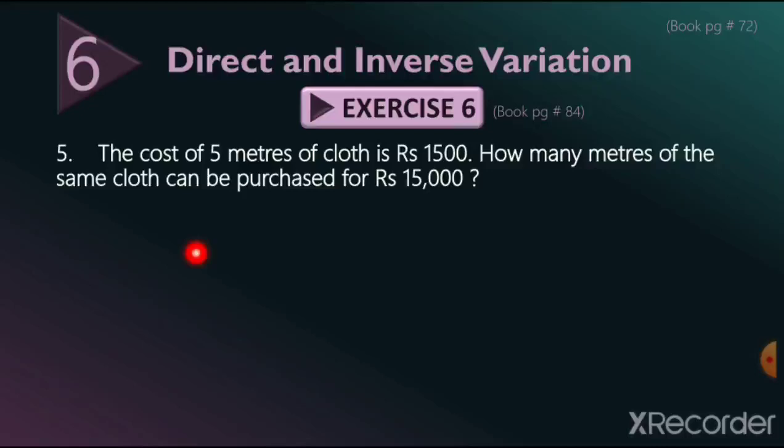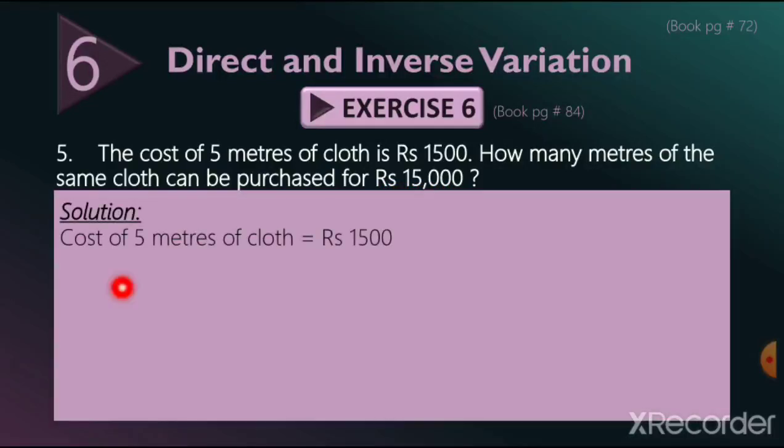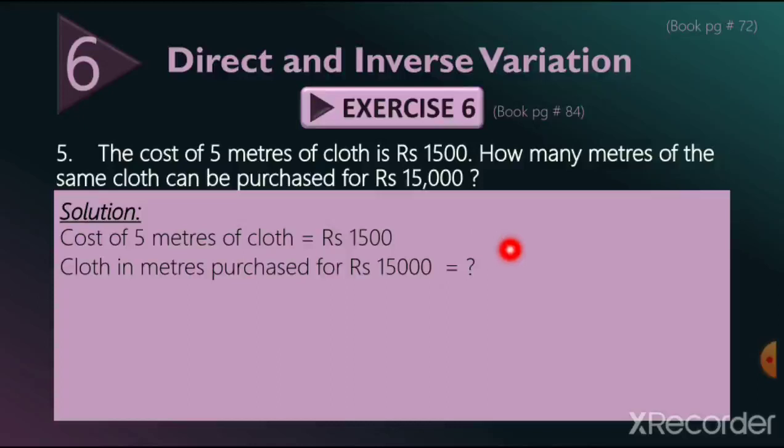Okay. Next is question number 5. The cost of 5 meters of cloth is rupees 1500. How many meters of the same cloth can be purchased for rupees 15,000? Okay, here's the solution. First of all, you have to collect the data. Cost of 5 meters of cloth is equal to rupees 1500, and the cloth in meters purchased for rupees 15,000 you have to find. So let the cloth in meters be equal to y.